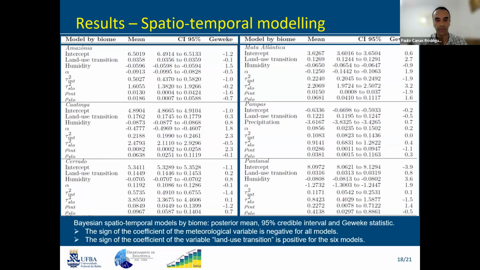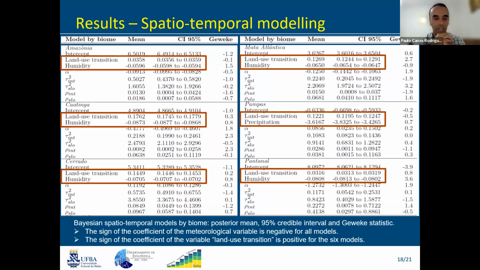And these are the results. I have here 6 tables. Since there are a little bit of differences between the biomes, we did one modeling for each of the biomes. So the first table is for Amazonia, the second is for Caatinga, Cerrado, then on the second column, Mata Atlântica, Pampas, and Pantanal. What I'd like you to look at is what I just highlighted.